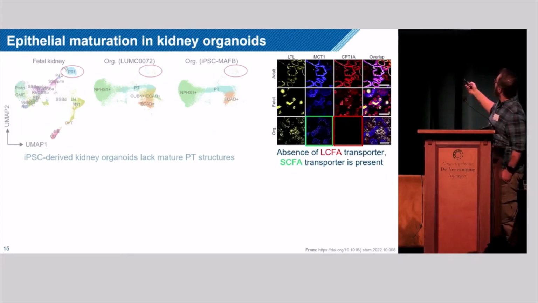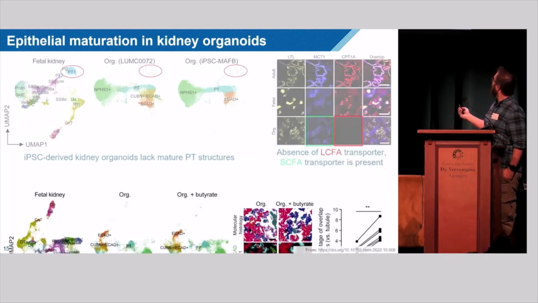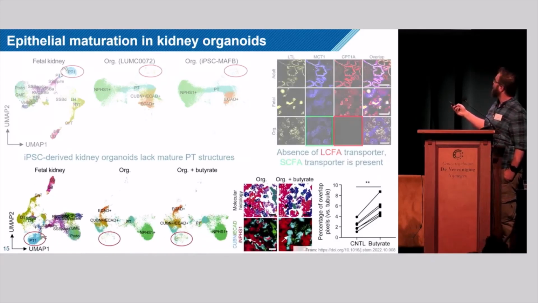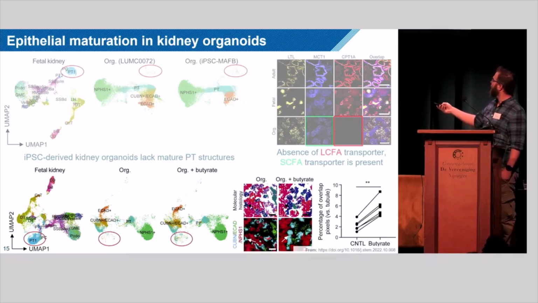We then found that there is a short-chain fatty acid transporter available in these cells, so we started to include, rather than long-chain fatty acids, short-chain fatty acids such as acetate and butyrate. And lo and behold, once we started to incubate these organoids with short-chain fatty acids, we saw the production of mature proximal tubule species, which were confirmed both by staining and by the molecular profiles that we detected in these cells.